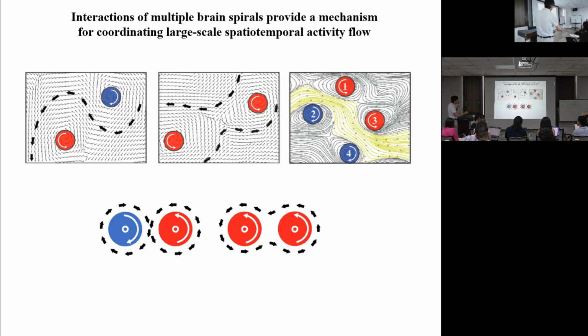And if we have spirals with the same rotational direction, activity would be blocked away from the interaction zone. This means that activity is prevented from going through this interaction region.